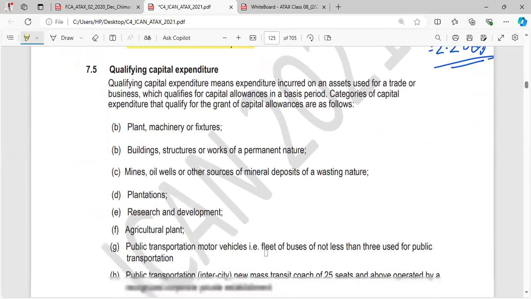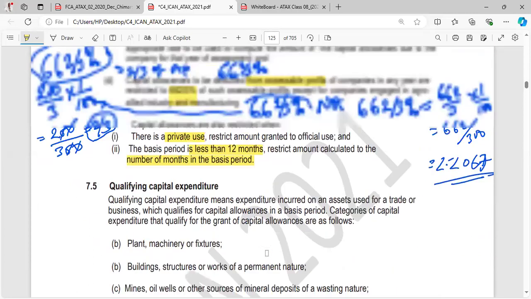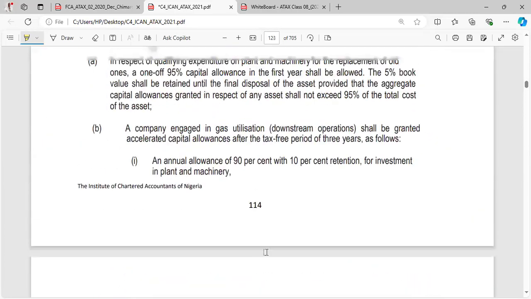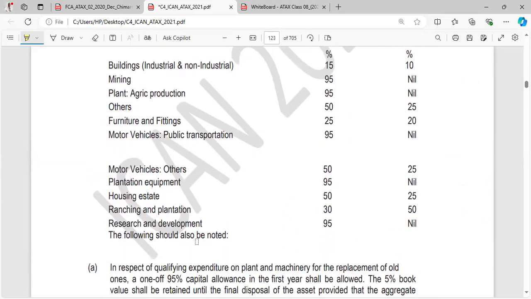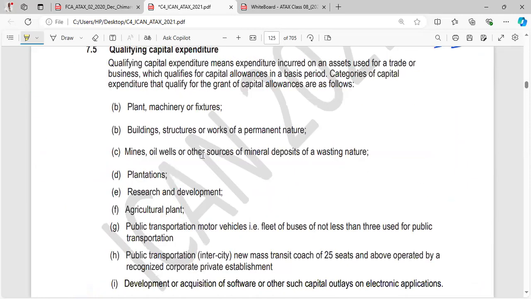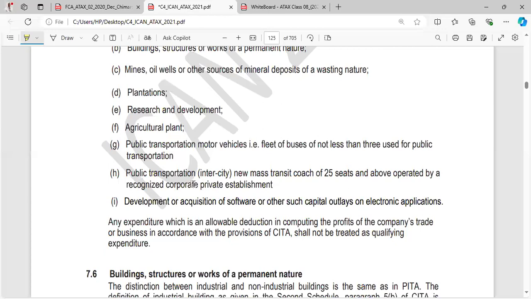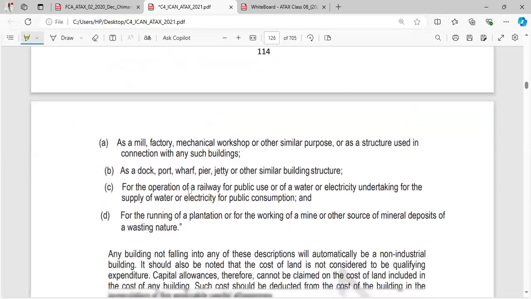Then we go into qualifying capital expenditure. I won't talk much on that because all these rates you see here are all qualifying capital expenditures, and that is what they are talking about when they are discussing here. So you read all of this.